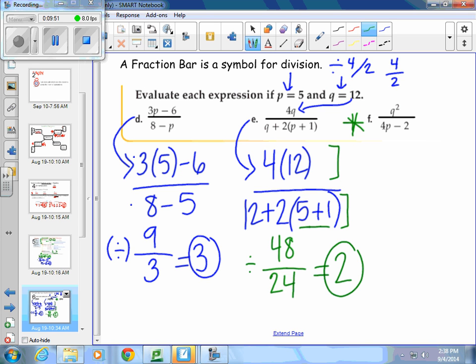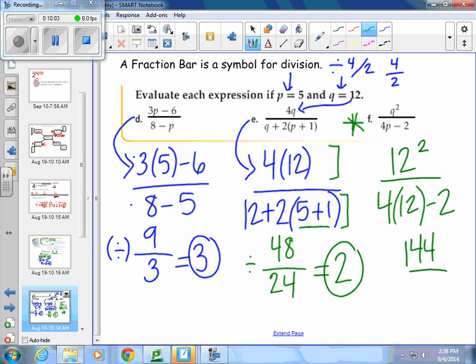So we have 12 squared over 4 times 12 minus 2. 144 over 4 times 12 is 48 minus 2 is 46. 144 divided by 46 should be 8. And I'm just noticing that it's in your book on the bottom of the page, so hopefully you did it without your notes or without looking in the book.